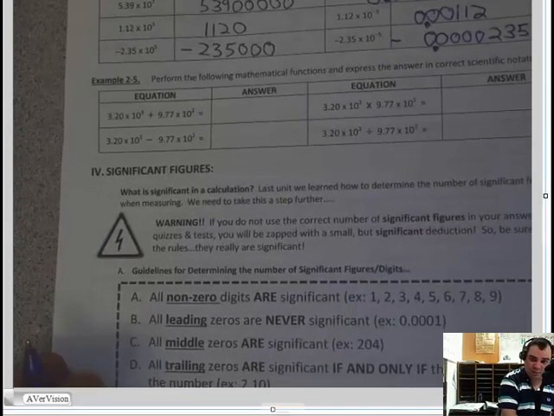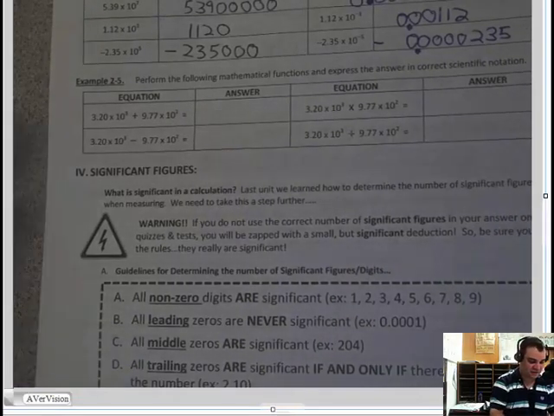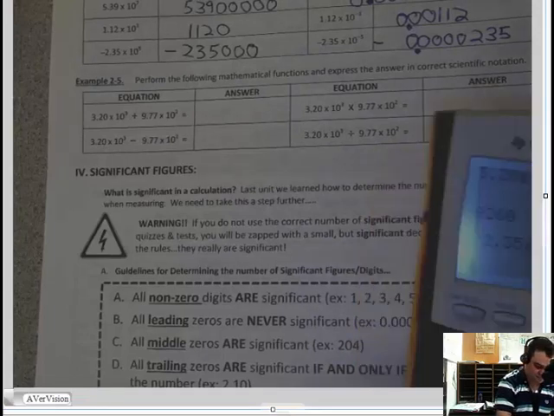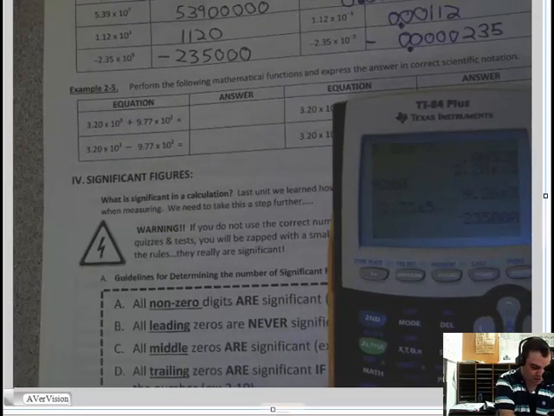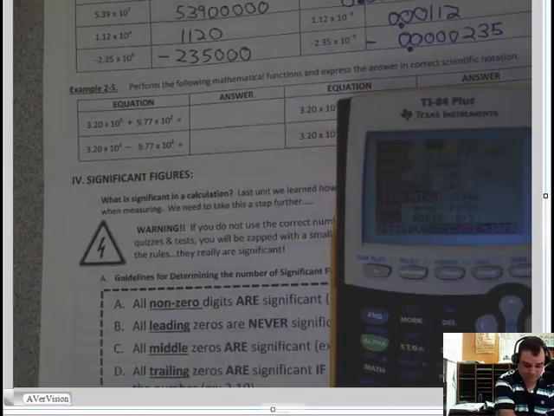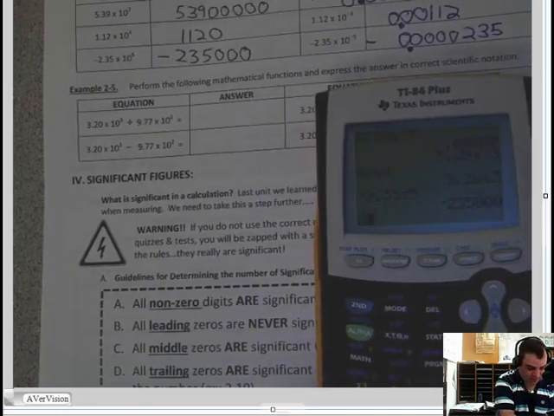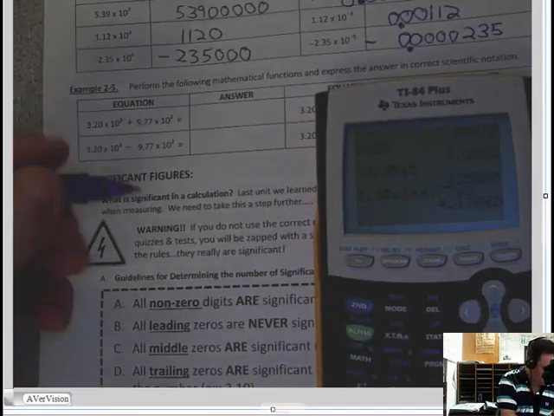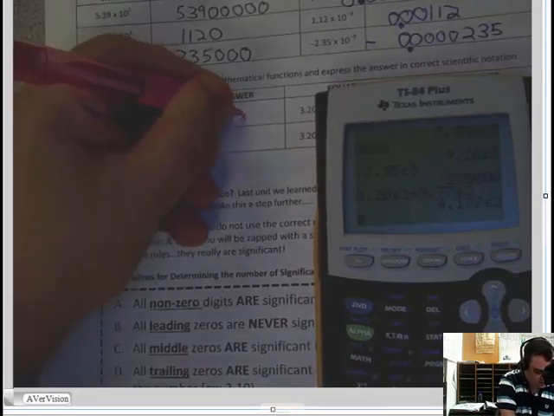Okay, here we go. Perform the following math functions and express the answer in correct scientific notation. So first thing I do here, these are ones I use the calculator for, especially adding and subtracting, because you have to get the same exponents. It's just a pain. So I'm going to put my mode into scientific, clear, and then I'm just going to type in what the problem says. 3.20 second E3 plus 9.77 second E2. Well, the answer is 4.177 times 10 to the third.